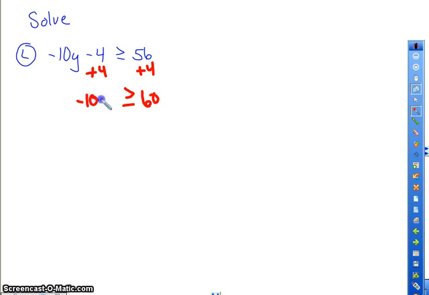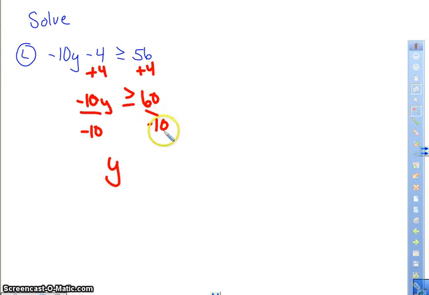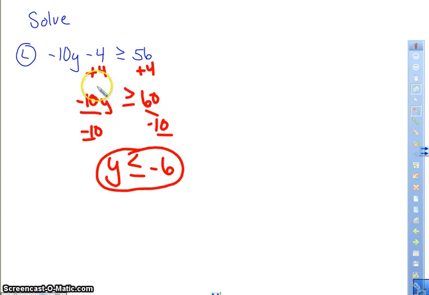Negative 10y. Now I have negative 10 times y. The opposite of times is division. So I'm going to divide by negative 10. Negative 10 divided by negative 10 is a positive 1, so it's y. 60 divided by negative 10 is a negative 6. Now remember, when you divide both sides by a negative number, you have got to flip the sign. And there is my solution. Okay, so solved in the same way as a two-step equation. The difference is I bring this inequality sign down. And then anytime I multiply or divide both sides by a negative number, I'm going to flip the sign.